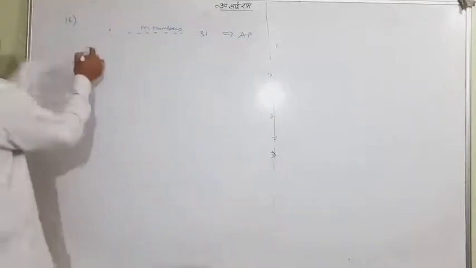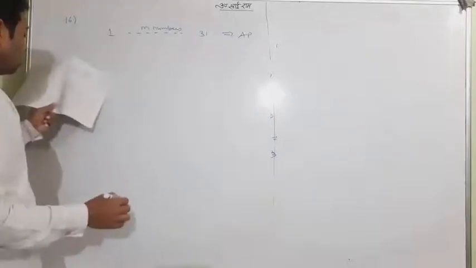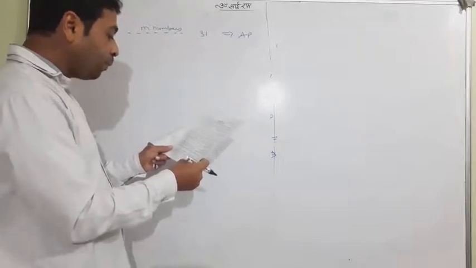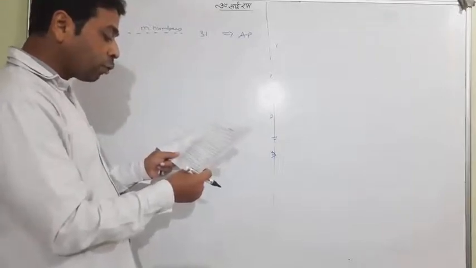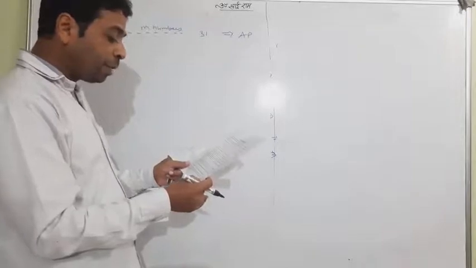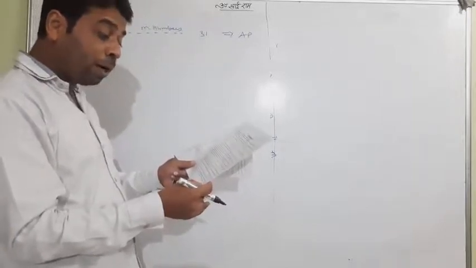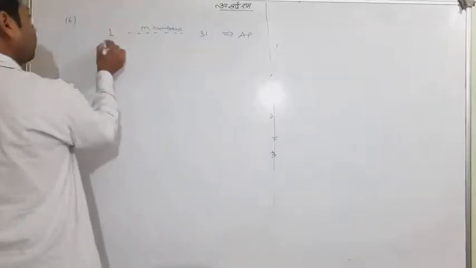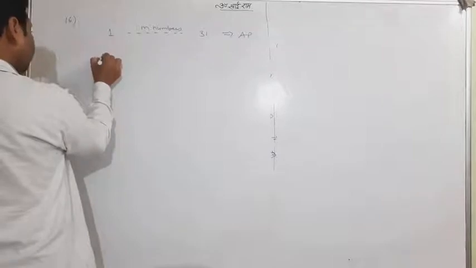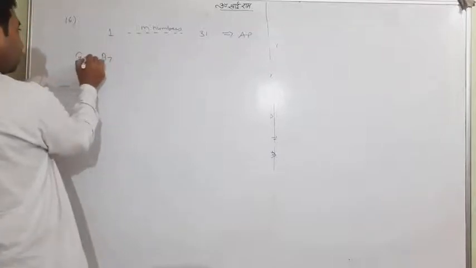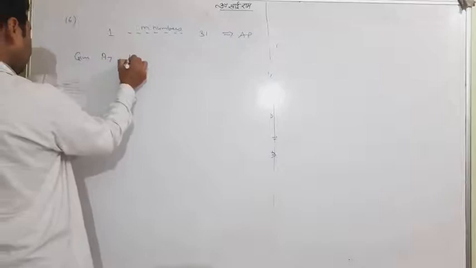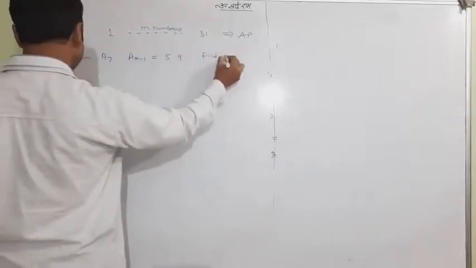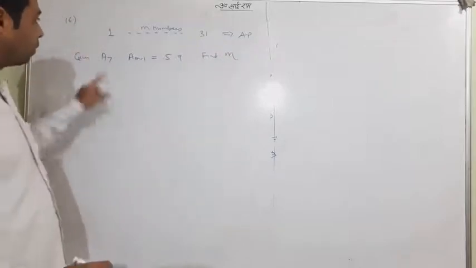Okay, and the question says: between 1 and 31, m numbers have been inserted in such a way that the resulting sequence is in AP, and the ratio of the 7th and (m minus 1)th number is 5:9. Find the value of m. What is given is that the 7th mean term and the (m minus 1)th mean term have a ratio of 5:9. We will find m. Can you catch this language?